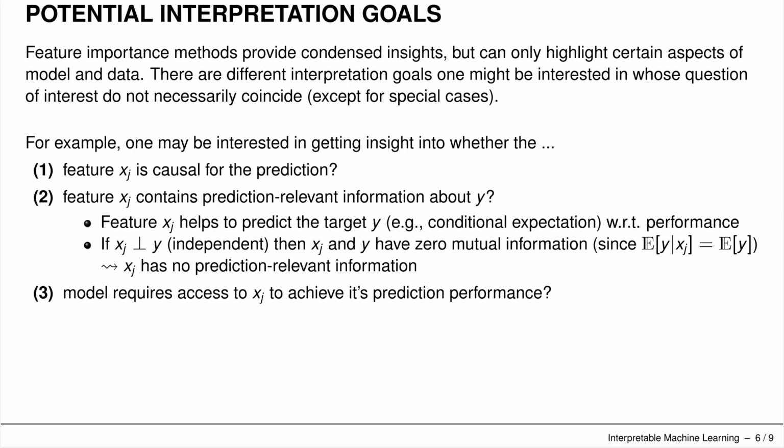The question here is, does the feature of interest predict the target with respect to the performance? And if xj is independent of y, then the two have zero mutual information. And that also means that the conditional expectation here is the same as without using the feature of interest. And that means that xj has no prediction relevant information.